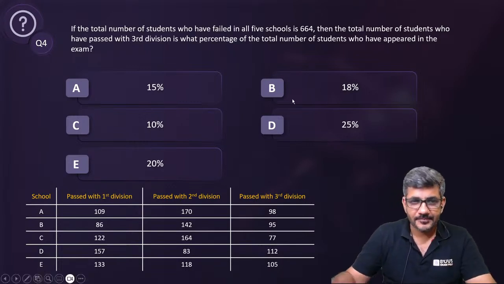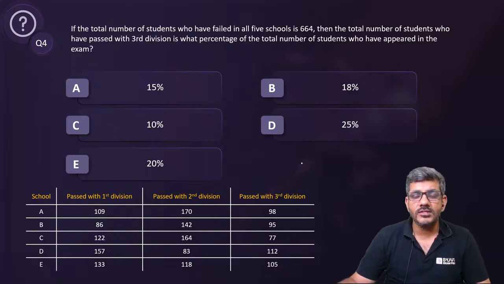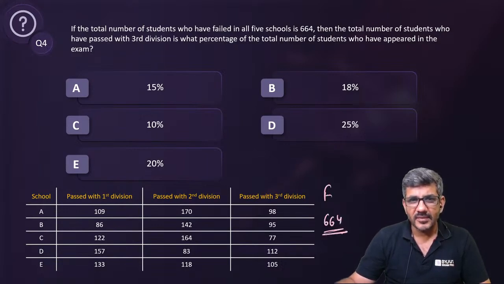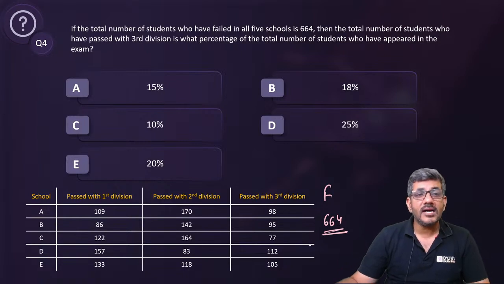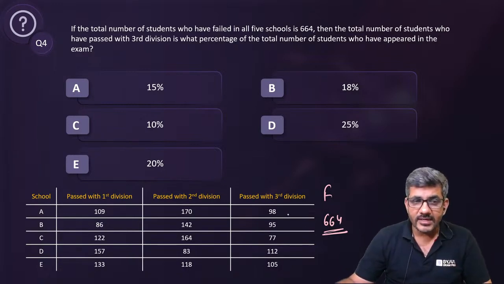Karna shuru karte. So now the total number of students who have failed in all 5 schools is 664. So number of failed students is 664. I'm writing 664 total. And the total number of students who have passed with third division is what percentage of total number of students who have appeared in the exam. So I have to add all the numbers. I think we calculated this initially. If you guys can help me, how much was this?